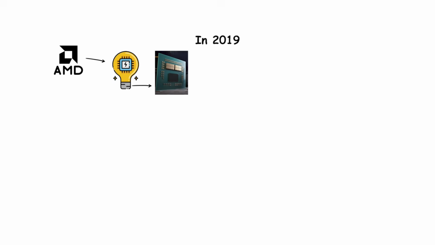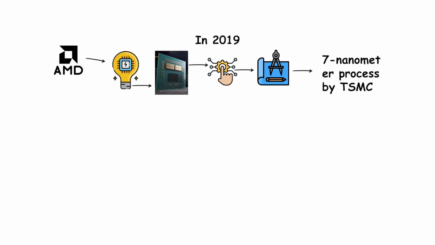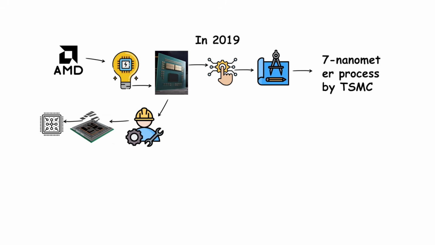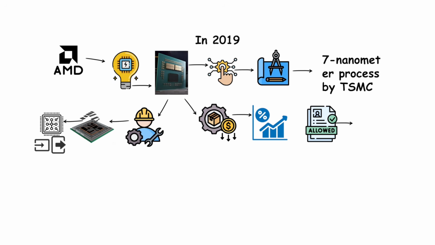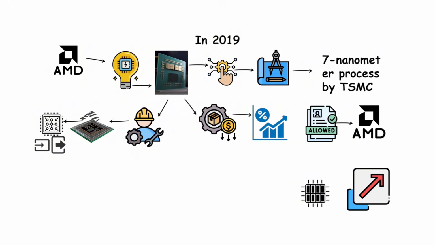In 2019, AMD introduced Zen 2, a transformative architecture built on a 7-nanometer process by TSMC. Zen 2 debuted the chiplet design, where multiple small processor dies called core complexes were connected through a central input-output die. This modular approach reduced manufacturing costs, improved yields, and allowed AMD to scale core counts more easily.